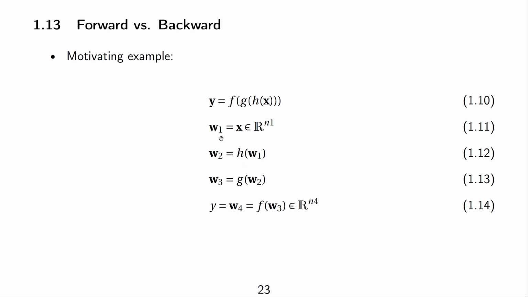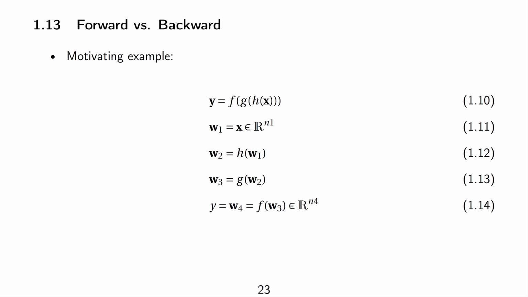And alright, so the input is w1 or x, and it has n1 components, so dimensionality is n1. And then w2, the first intermediate output, is computed by h of the input x or w1. And then the second intermediate output, w3, is computed by g of the first intermediate output. And the final output, y or w4, is computed by f of w3. And w4 has n4 components, w3 has n3 components, and w2 has n2 components.